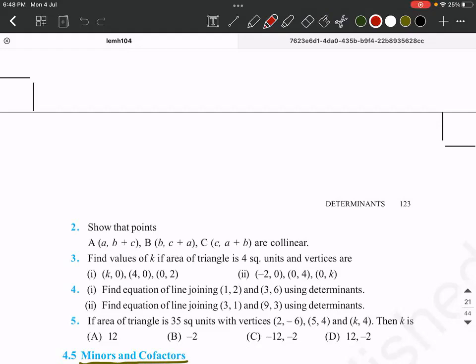Second one. Show that the points A as (a, b plus c), B as (b, c plus a), and C as (c, a plus b) are collinear. In your 12th standard, you should not use the concept of slope. If they ask the same question, don't use the concept of slope. You need to prove that the area of the triangle formed is 0. So what is the area of the triangle formed? Rows a, b plus c, 1; b, c plus a, 1; c, a plus b, 1.